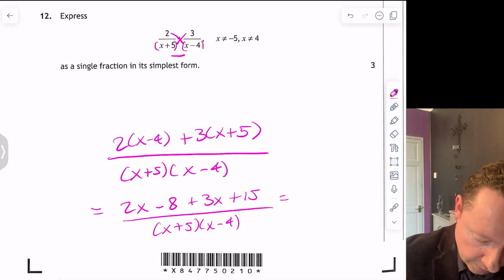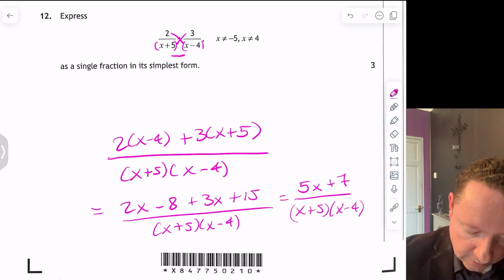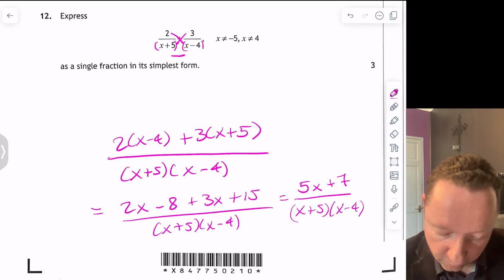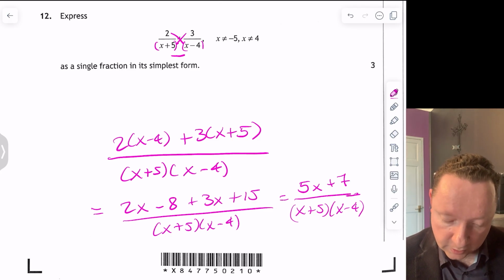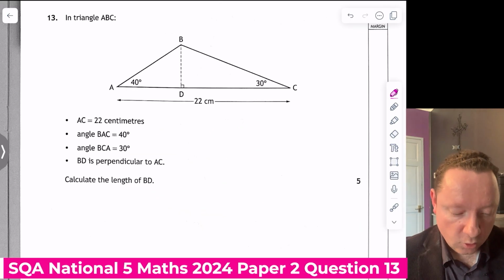2 plus 3 is 5x. 15 minus 8 is 7, over x plus 5, x minus 4. Let's just double check that. 2 times x is 2x, 2 fours is 8, minus 8, 3x plus 15, 2x plus 3x is 5x, and 15 minus 8 is 7. So now the only way to simplify that further is to check, is there a common factor on the top? There's no common factor in 5x plus 7, so I'm not going to get anything I can cancel, so I'm done there.